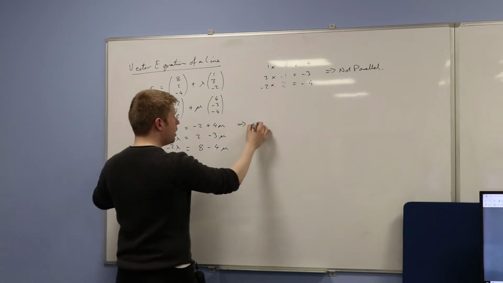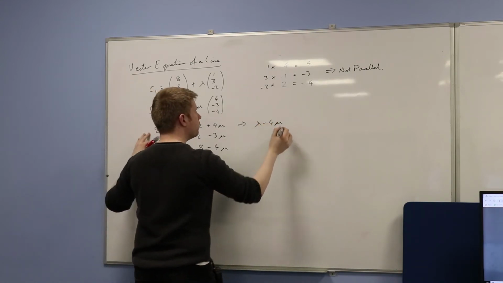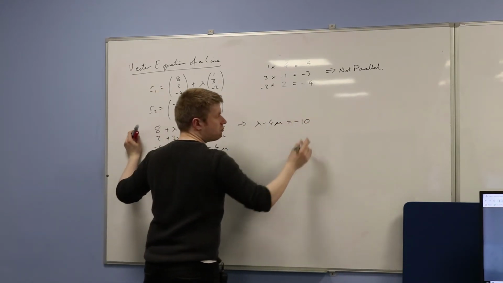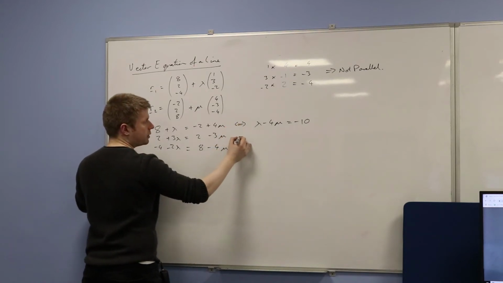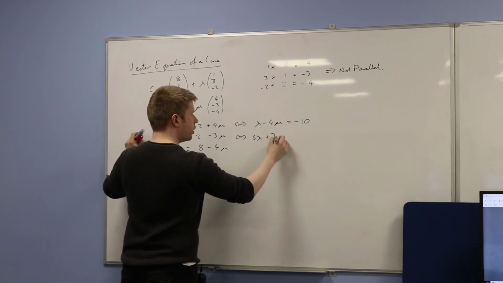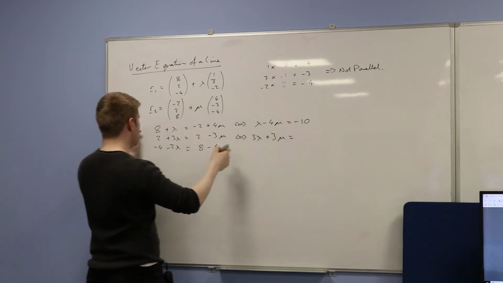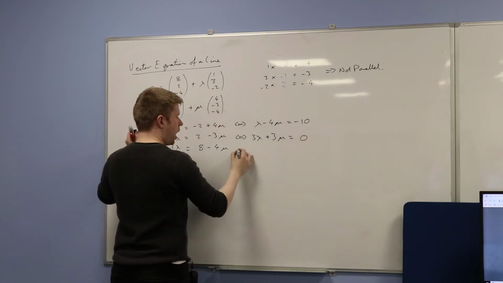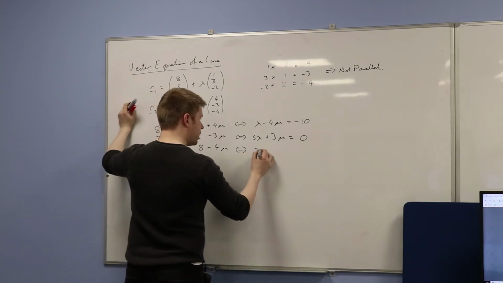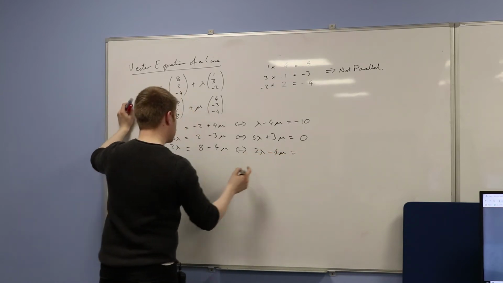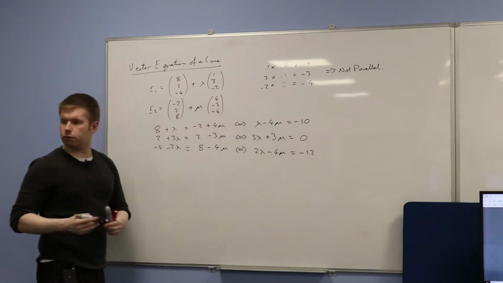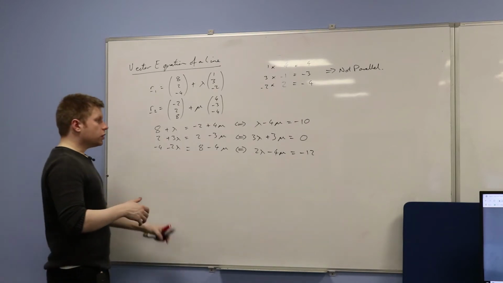So let's have a look at this one. Would you be happy? I could write lambda minus 4 mu must be equal to, well, -2 take away 8 is -10. Happy with that? Okay, so that applies both ways. This one I could write 3 lambda plus 3 mu is equal to 2 minus 2, which is 0. And then that implies both ways that we have, let's say, 2 lambda minus 4 mu has got to be equal to -12. That makes sense?